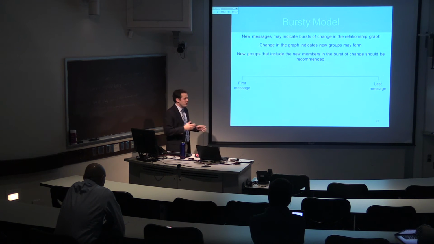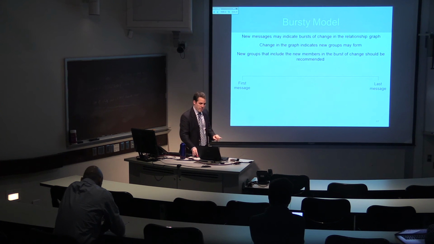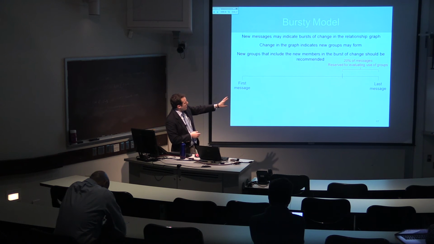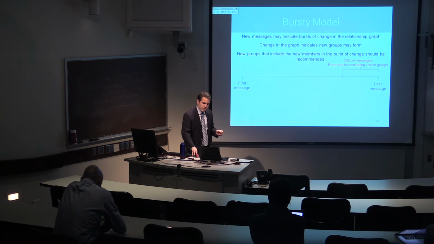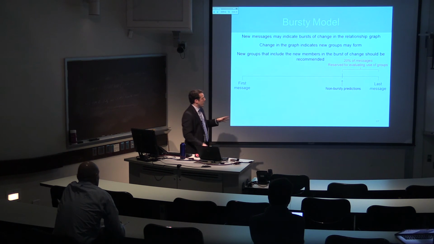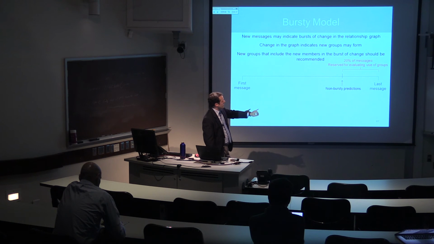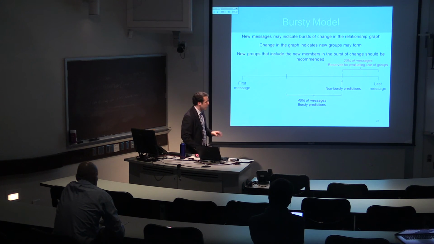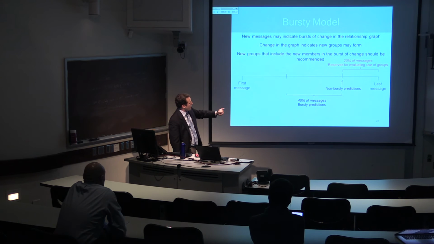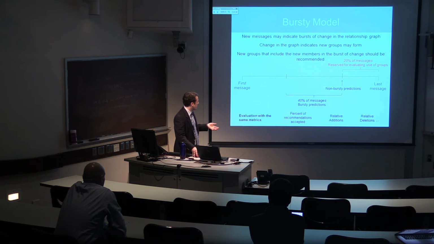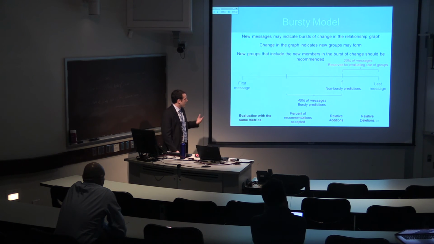So to evaluate this, we sorted the messages from each data set into a timeline where the first message and the last message denoted the beginning and end of that timeline respectively. We then allocated the last 20% of messages for evaluating the use of groups and not the prediction of them. Then we could use non-bursty predictions just before this last 20% of messages. And we could use the 40% of messages just before this last 20% to generate bursty predictions. We then could compare bursty and non-bursty approaches using our past metrics we'd already used: percent of recommendations accepted, relative additions, and relative deletions.